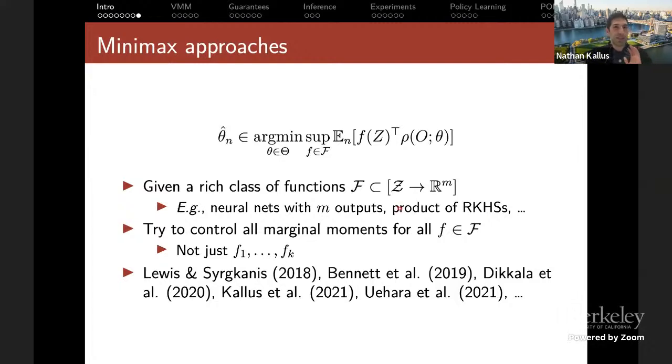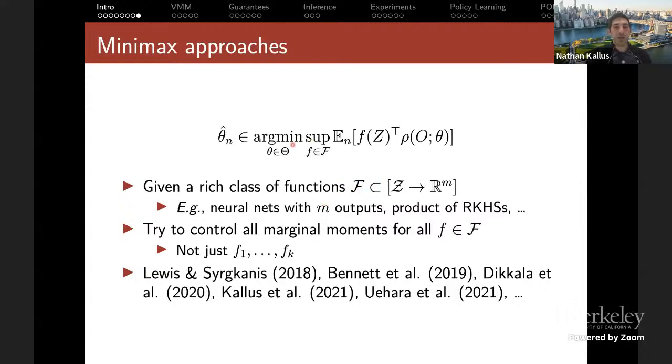Instead of just fixing k test functions, we're going to look at a rich class of test functions, right? A big class of functions from input space z to R^m. Remember, m is the number of moments that we're trying to set to 0, right? It's the number of conditional moments. For example, this set could be neural nets with m outputs, product of RKHSs, et cetera, et cetera.